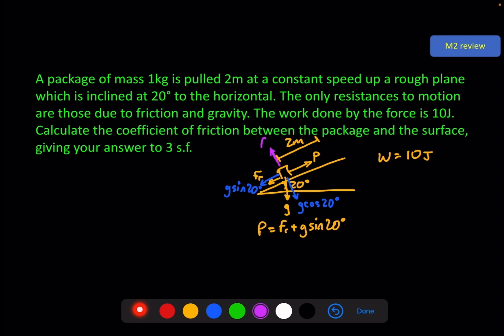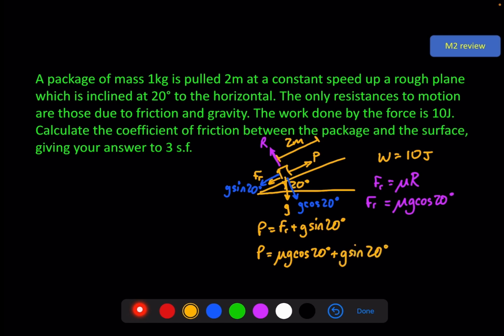Quickly find friction on the side. I'll call this R. So the friction, if it's moving, is equal to mu times R, and we know R is equal to g cosine 20. So I can put that in here. We know the pulling force is equal to mu g cosine 20 degrees to balance the friction, plus g sine 20 degrees to balance the component of the weight down the plane.